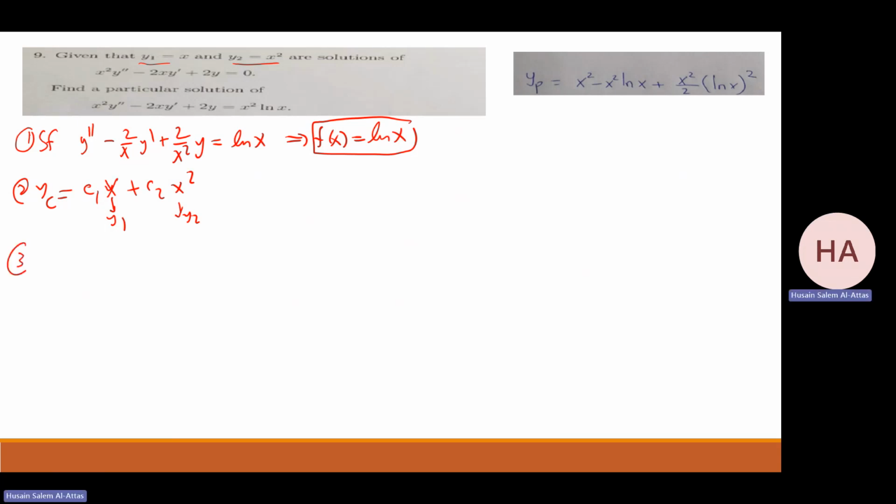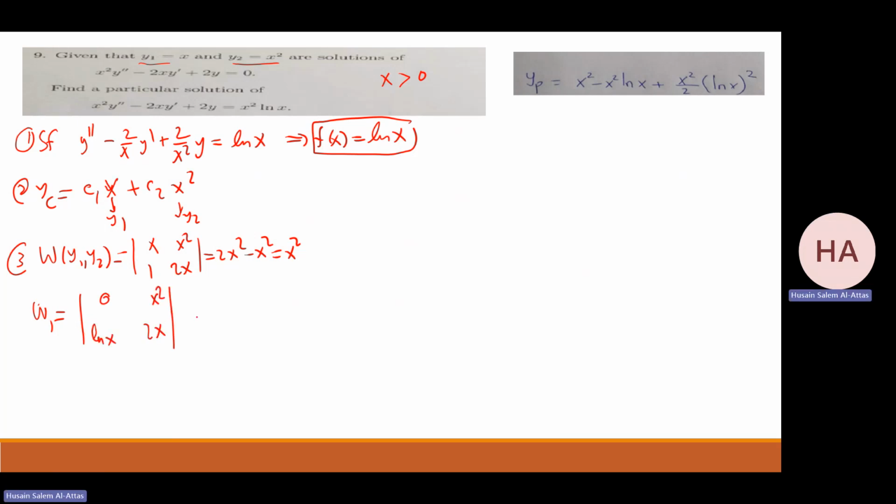Third step. I need W. y1, y2. That will be what? x, 1, x squared, 2x. So it is 2x squared minus x squared, which is x squared. By the way, I need x to be positive. Yeah. But I cannot divide by x squared if x is 0. Okay. So W1 will be what? 0, ln x. Then I have x squared, 2x. That gives me minus x squared ln x. Okay. I need YP, huh? He needs YP only. Okay, that's better.